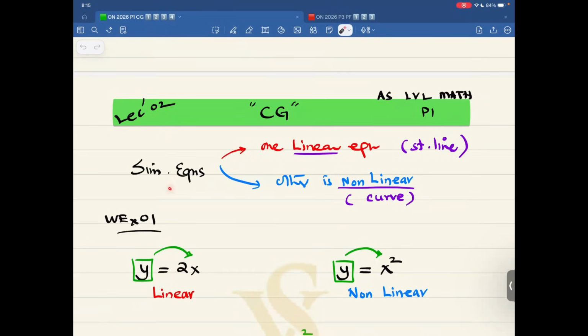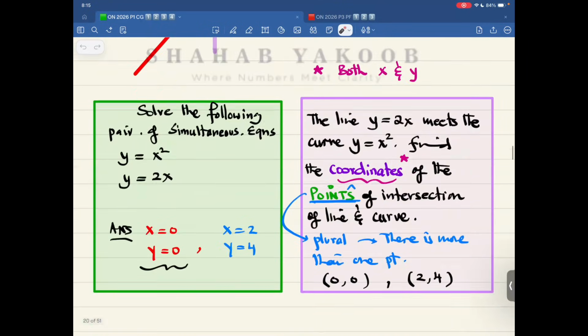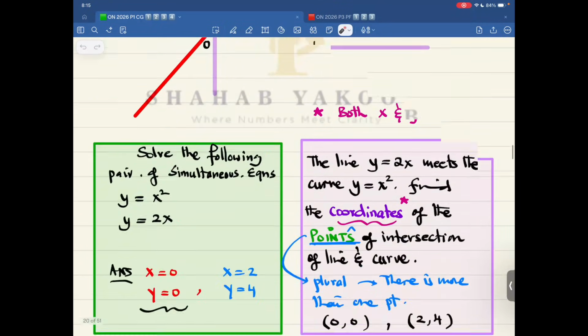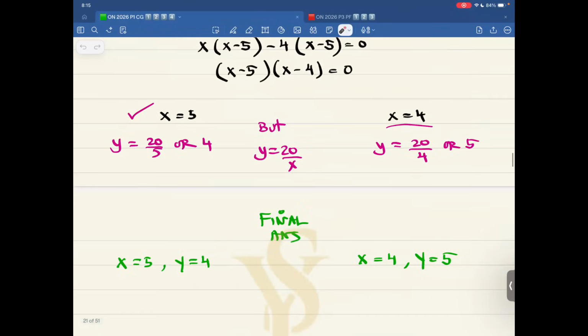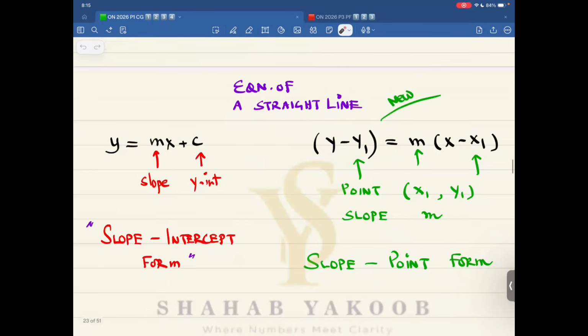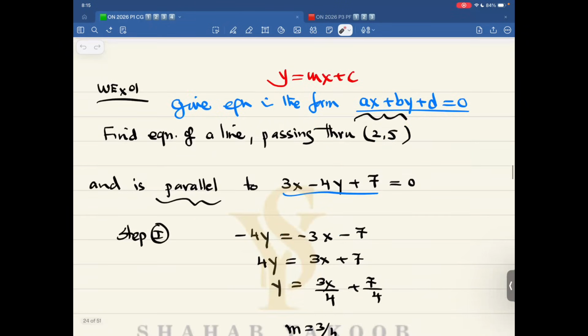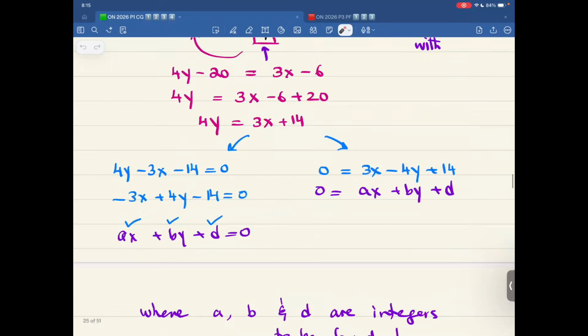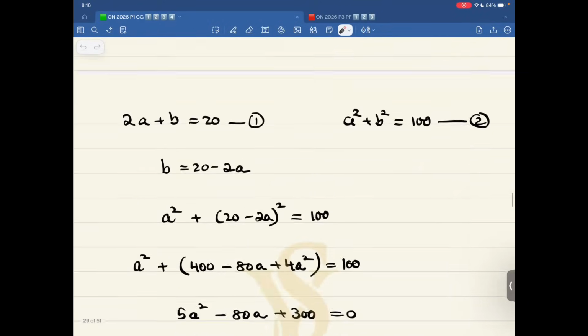Second lecture, that was about simultaneous equation. One linear, other is non-linear. We talked about some graphs. We talked about the importance of taking common. Substitution is the way. Middle term factorization is used a lot. Equation of a new line, equation of a straight line, the new format. And then writing in a particular form as requested by the examiner. Then this particular question, that was from the past paper.